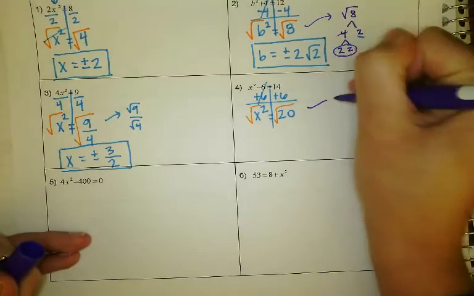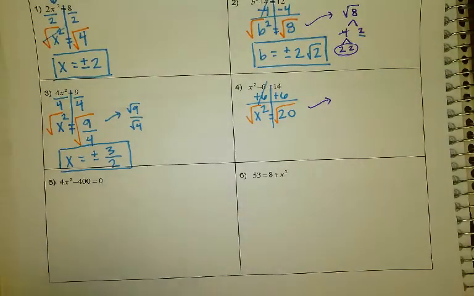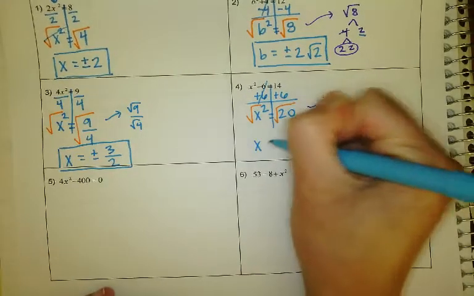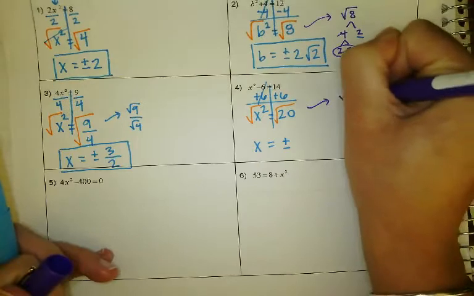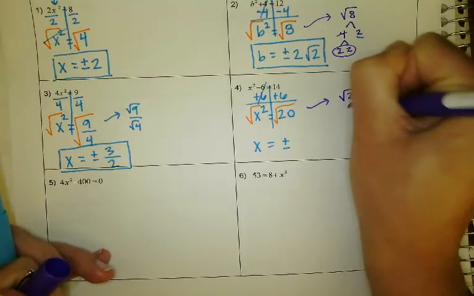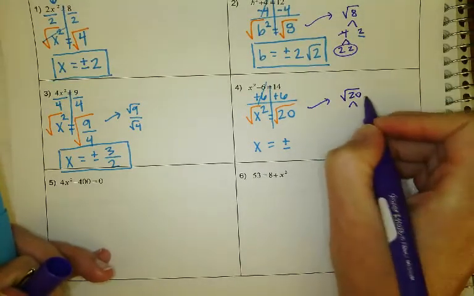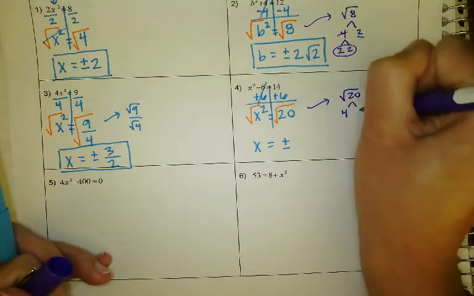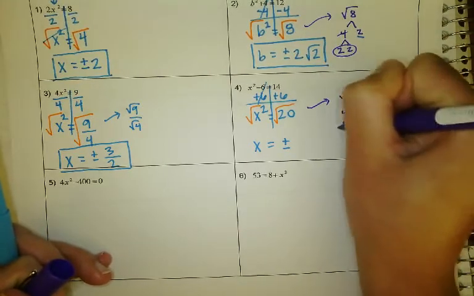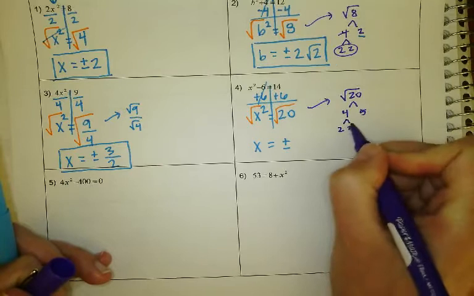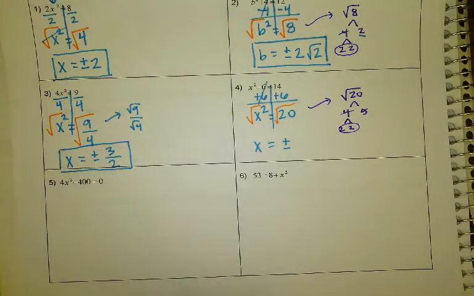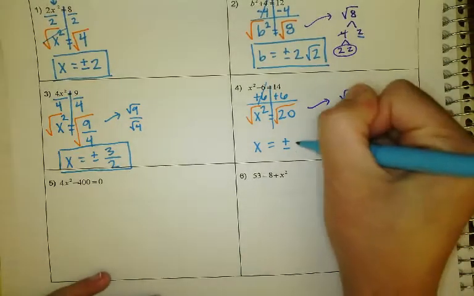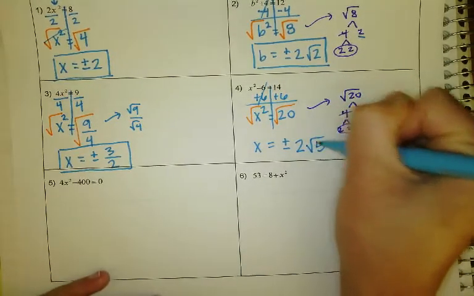I know I need to try to simplify this. So x equals positive and negative square root of 20. Remember, you can pick any pair of numbers that multiplies to 20. I'm going to pick 4 and 5. And I know there's a pair of 2's in the 4. So I end up getting, my pair goes on the outside, 2 square roots of 5.